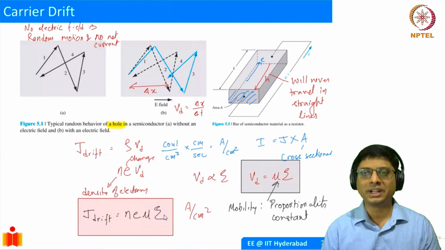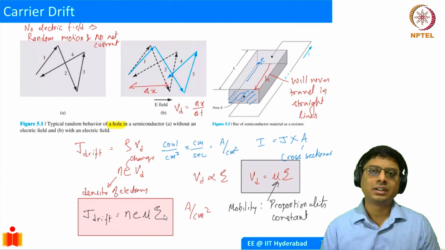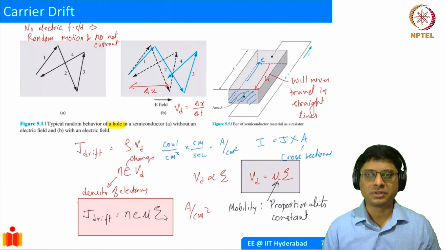There are two main conduction mechanisms in a semiconductor. One is drift and the other one is diffusion. So far we covered drift. We'll also cover diffusion, and then we will talk about non-equilibrium situations. Once we do that, we are essentially ready. Our toolbox is ready.